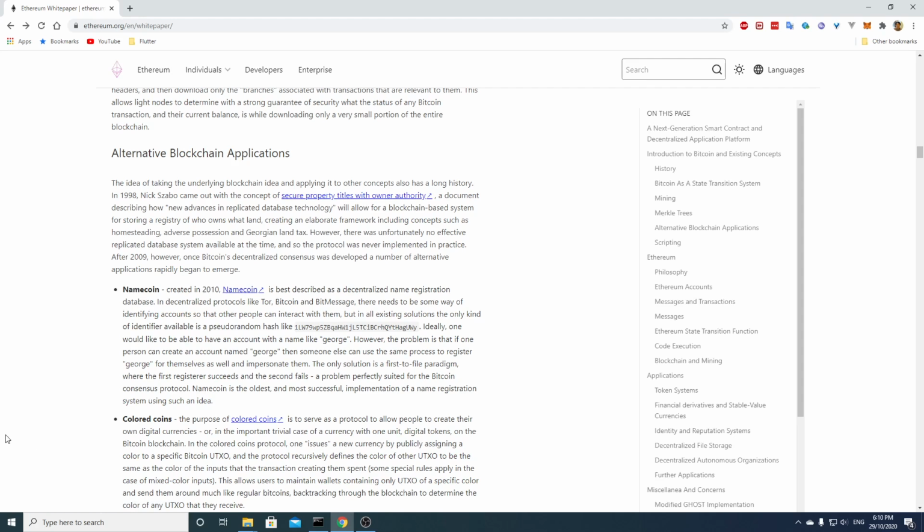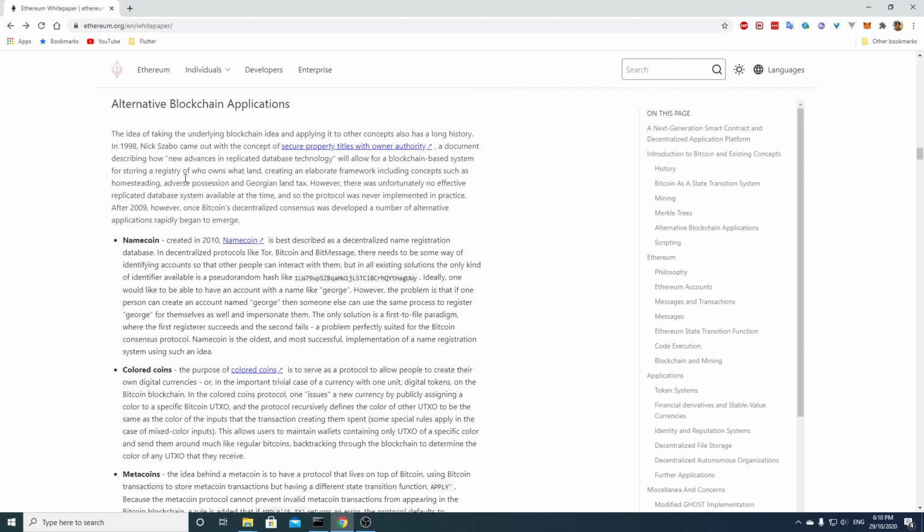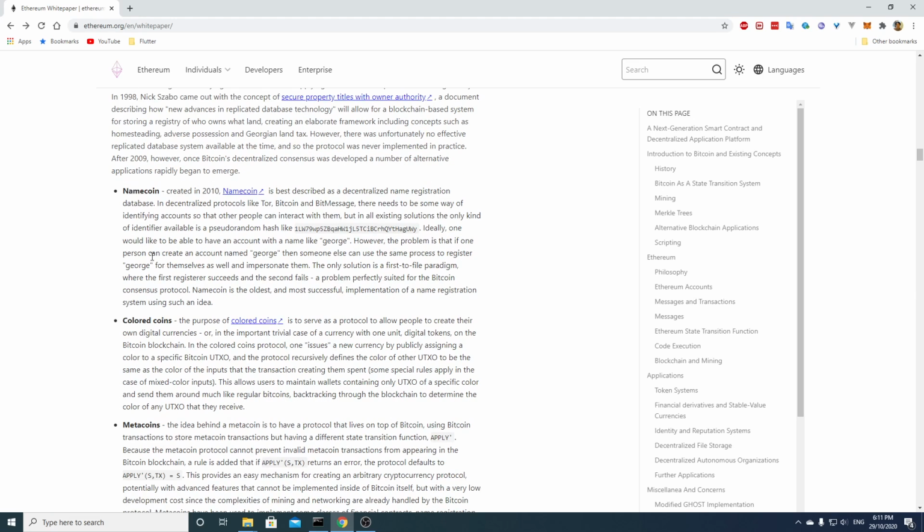Okay, so not much to say about this. I haven't heard about this concept of secure property title with owner authority. But let's see what they mention here. Namecoin. I heard about Namecoin. Namecoin, it's a distributed domain name thing.